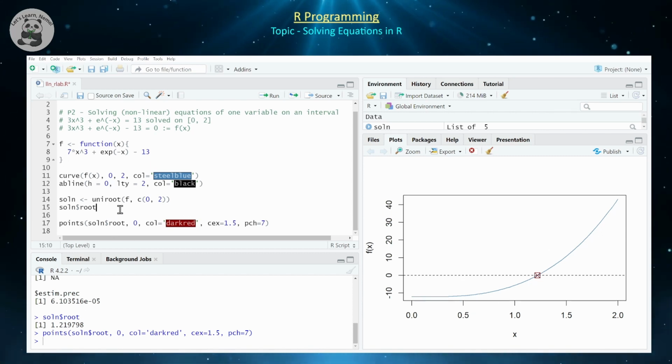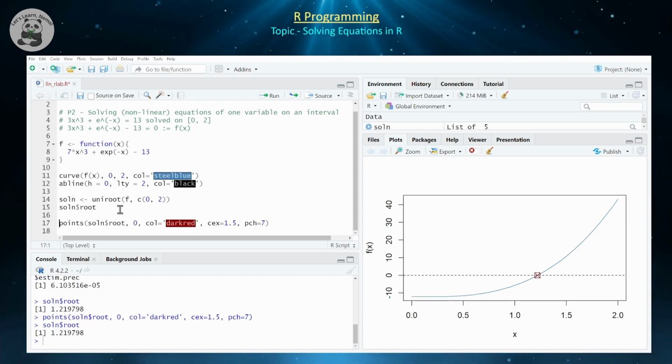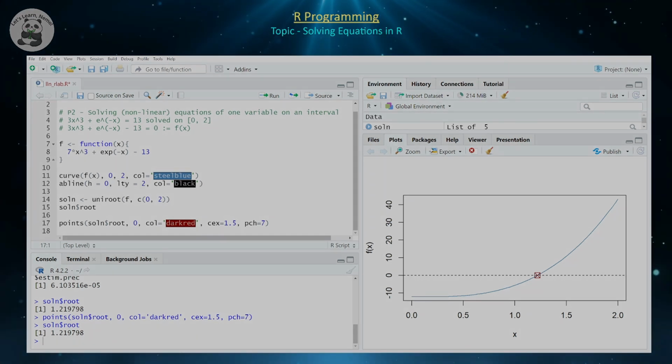Therefore, this value of 1.2197 appears to be the solution to this original algebraic equation. But it's very important to keep in mind, for this particular uniroot function, at least personally, I wouldn't trust this to more than 2 to 3 decimal places. Otherwise, you probably would want to write your own method in order to solve this, but 2 to 3 decimal places is trustworthy for this.